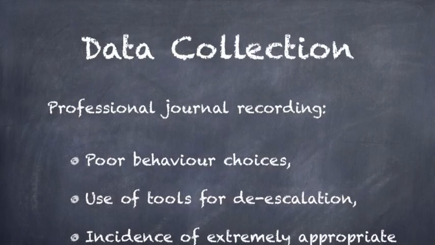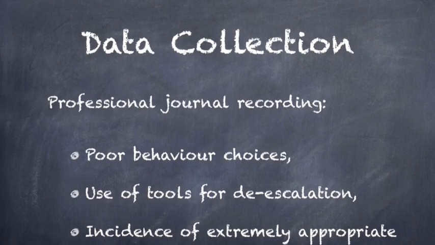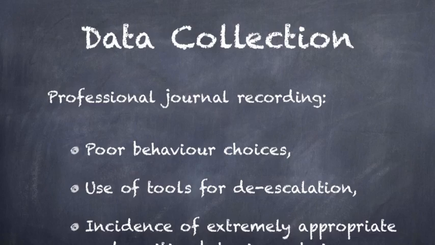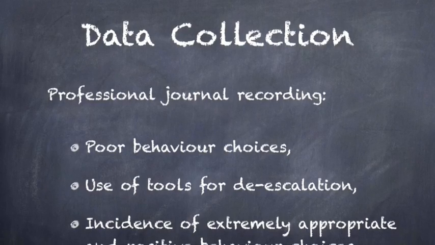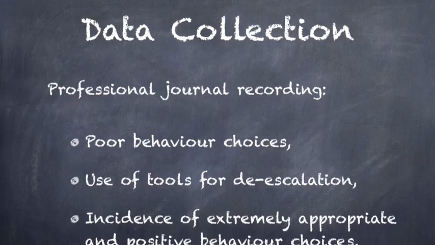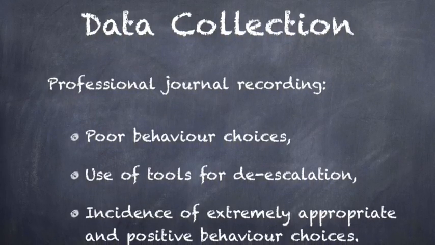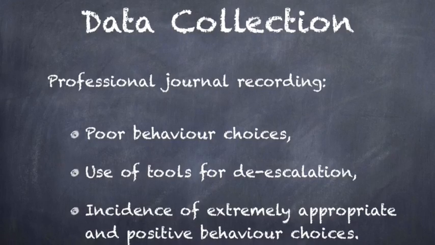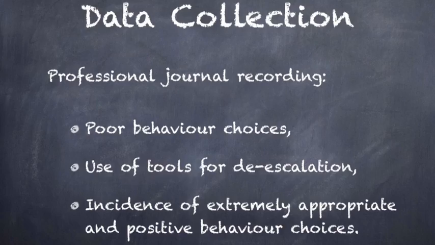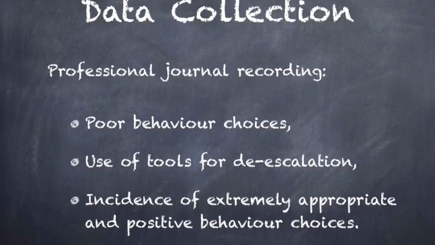An important part of the action plan strategy is the keeping of relevant data. To that end, an ongoing professional journal must be kept. Within this would be included incidents of poor behaviour, incidents of the use of tools and mechanisms for de-escalation, and particular incidents of extremely appropriate and positive behaviour choices. The student is also to be made very well aware that I am keeping this journal and that there is nothing inside that journal that they cannot see. This transparency is vital in building cooperation and trust. In dealing with challenging behaviour students, trust is key.